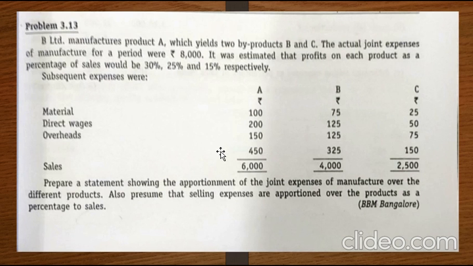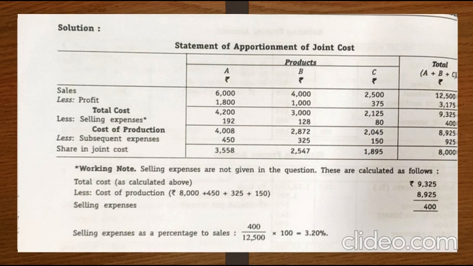So have they given the selling expenses in the problem? No. They have stated, prepare a statement showing the apportionment of joint expense of manufacture over the different products. Also presume that selling expenses are apportioned over the products as a percentage of sales. So as a percentage of sales, the selling expenses has been apportioned, but they have not given the selling expenses in this problem. So what is the selling expense?